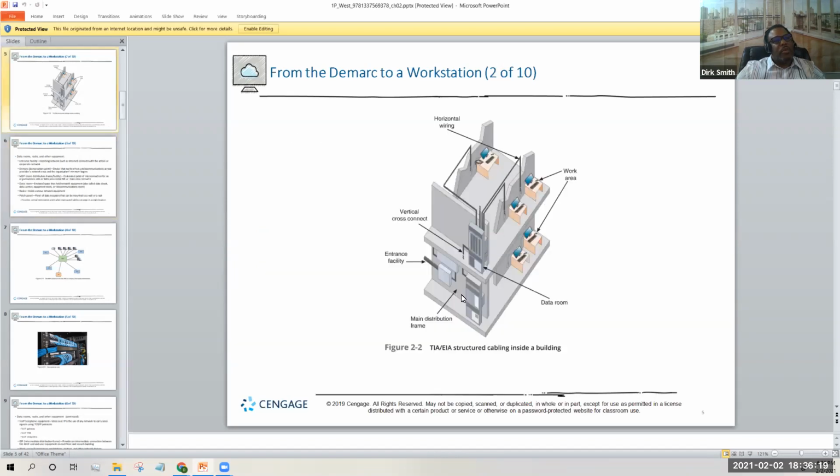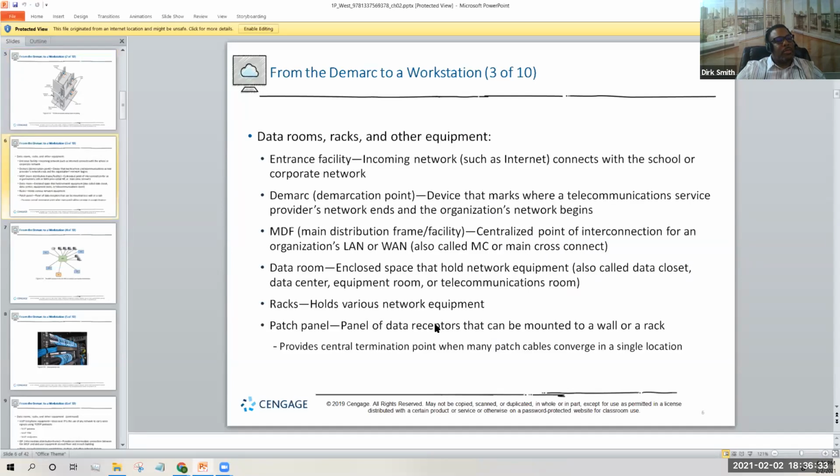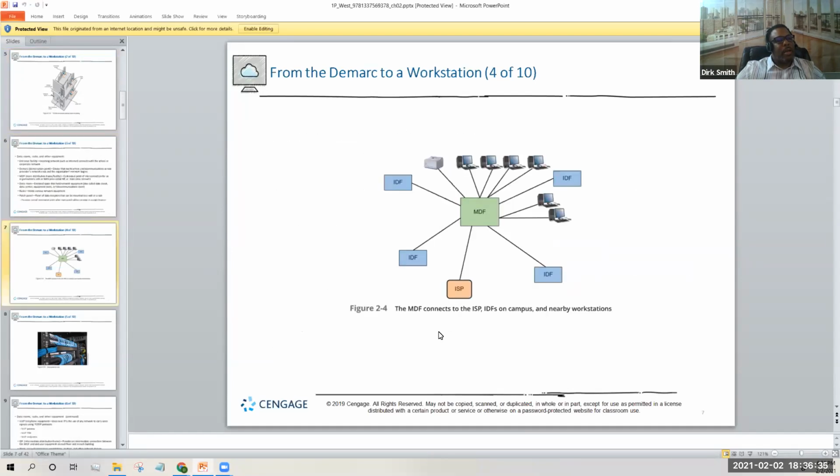You've got the data room, and this is a vertical rack here. This is not the very best diagram. Then you've got the patch drop, the network drop for the computers to come in here as well. So that's all this slide right here is talking about.